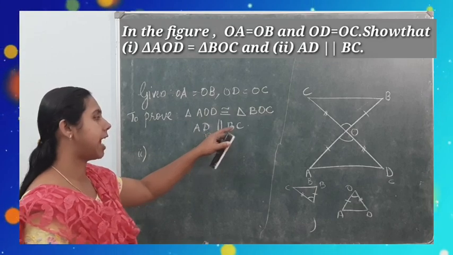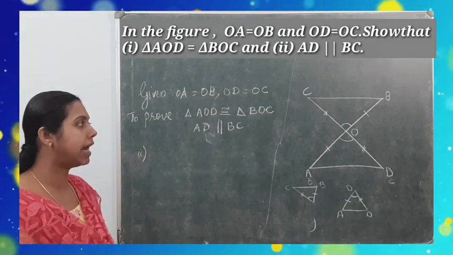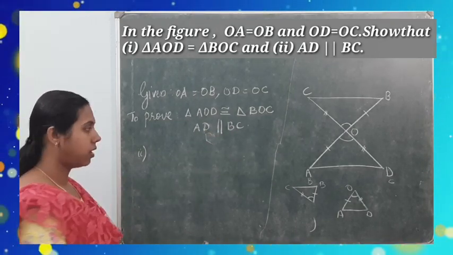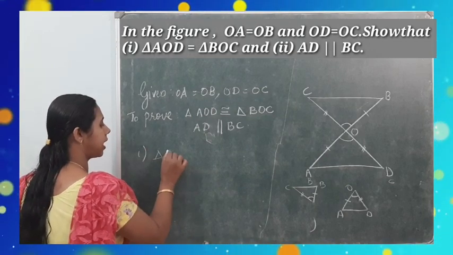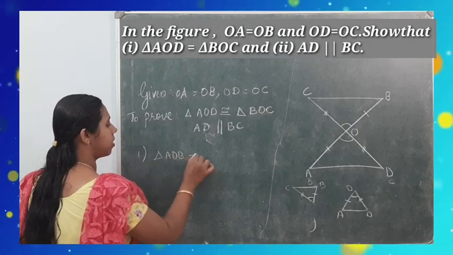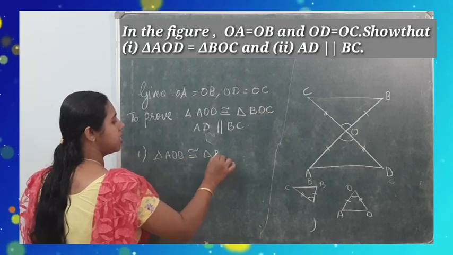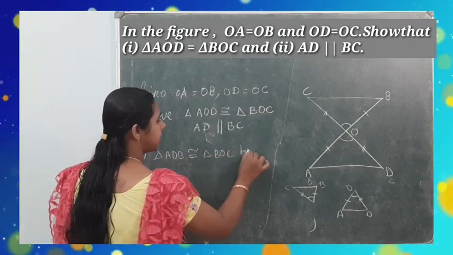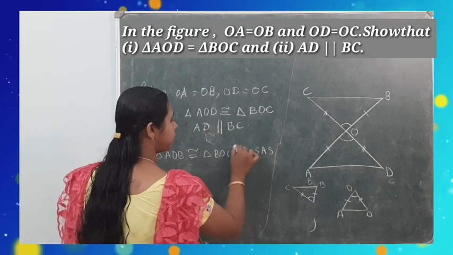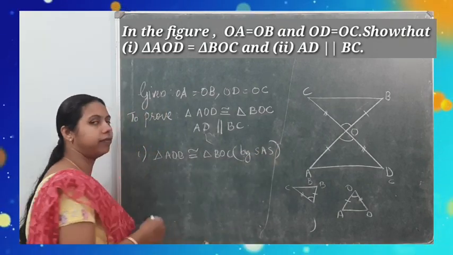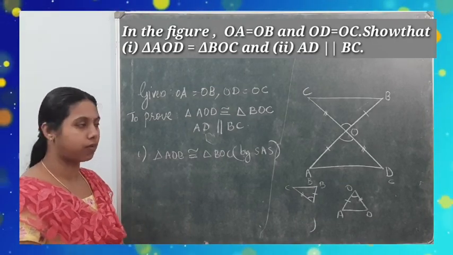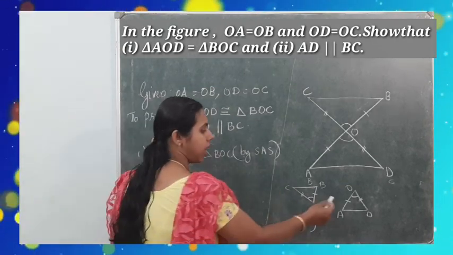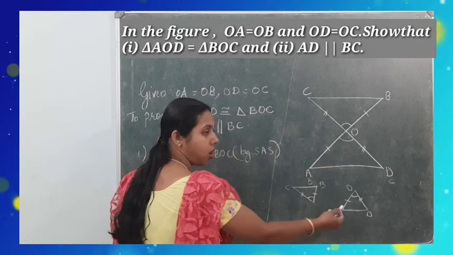The second one is AD parallel to BC. We want to prove that AD is parallel to BC. The first case we proved. In the first one we know triangle AOD is congruent to triangle BOC by SAS. If these two triangles are congruent, then the corresponding parts of congruent triangles are equal.